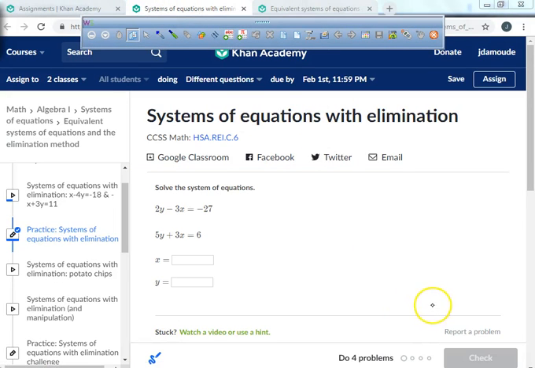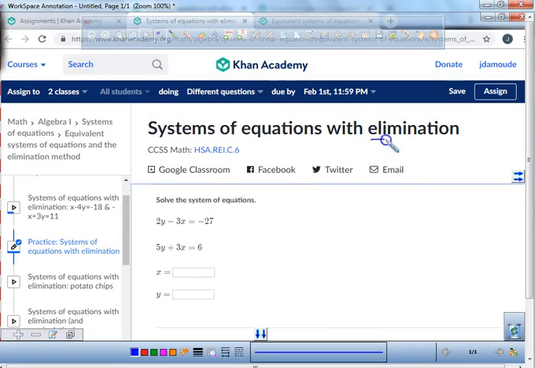Review, today we're going to be talking about systems of equations with elimination. So we're going to do a little video over here. I'm going to do a quick little example of what it means to eliminate. All right, we talked about this yesterday. I'm going to write down our problem. We have 2y minus 3x equals negative 27, and 5y plus 3x equals 6.